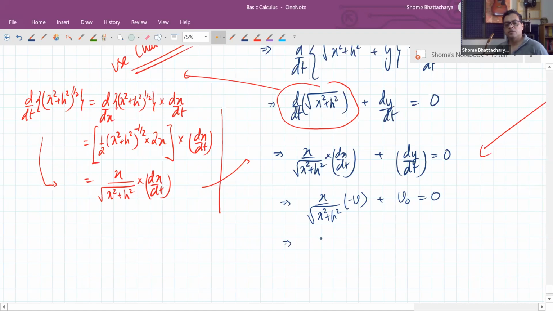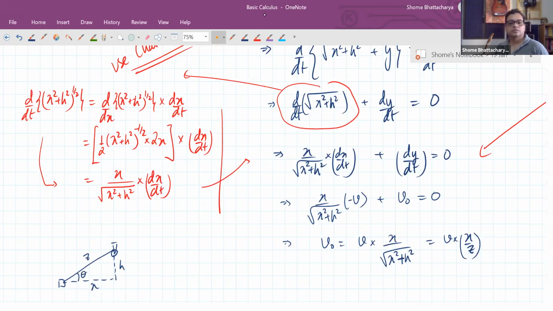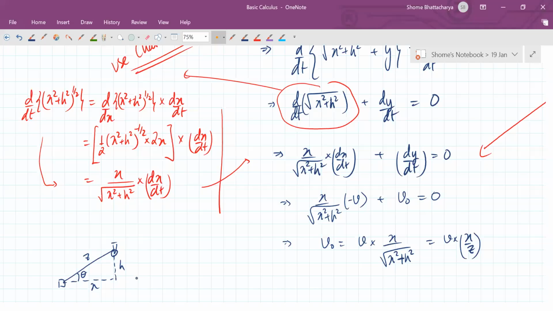So we have V into x by z. Now going back to your diagram, you will see that this term, x by z, was nothing but cos theta. So coming back here, you can see that x by z is nothing but cos theta. So we have this relation that V naught is equal to V cos theta.